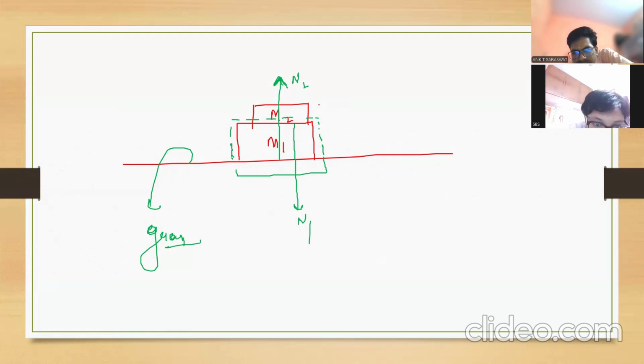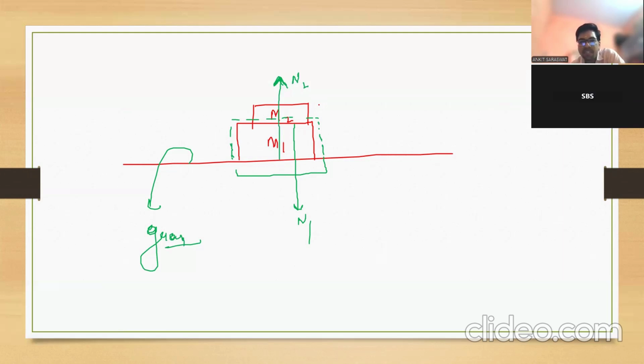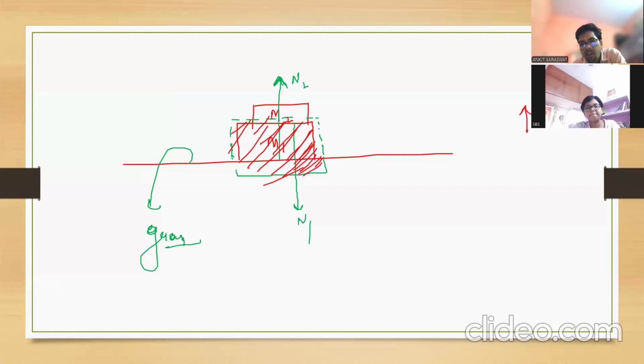Sir, am I audible? Yes, tell me. Sir, M1 will also act on M2, right, sir? N1 in the down, N2 is because of ground. Sir, normal from mass 1 will act on mass 2, right? But I have taken this as my system now. For this I have drawn. Okay. For that it is correct, like N2 up, for only M2.